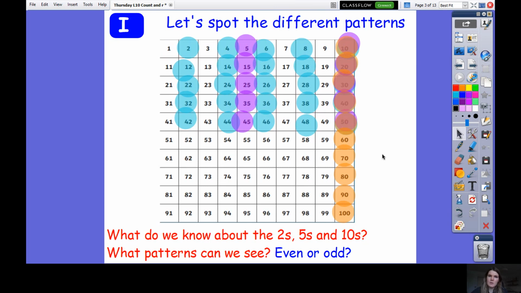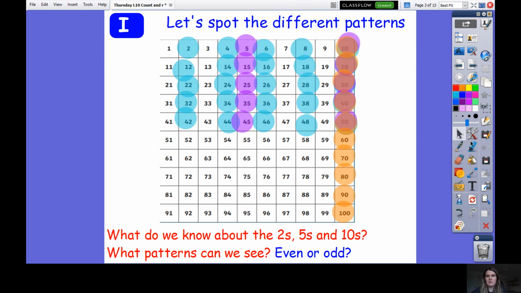It is that they skip numbers, but they skip different numbers. What is the same? Oh, 10, 20, 30, 40, and 50. They are in each of the patterns. Well done. The 10s are in the 2s, the 5s, and the 10s. Fantastic. Isn't that a funny fact?